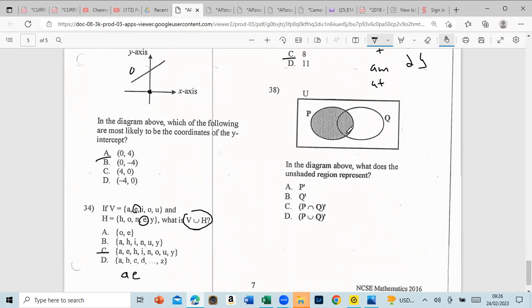In the diagram above, what is the shaded region? Is it P, is it Q, is it P prime, Q prime, P intersect Q prime, or P union Q? So as you can see, a part of Q is in it, right? So that would be D.